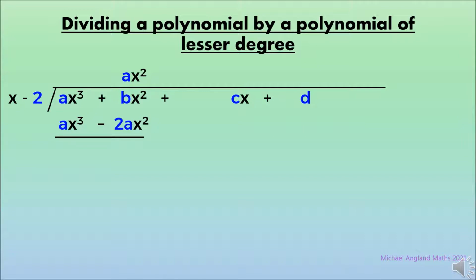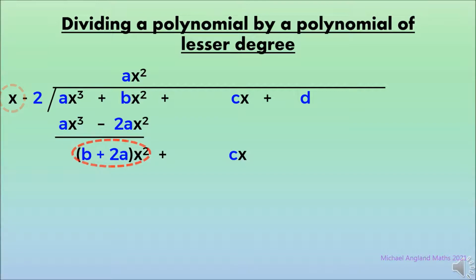So we have ax cubed minus ax cubed, 0. And we have bx squared minus minus 2ax squared. So that's bx squared plus 2ax squared. So now the coefficient for our x squared term is b plus 2a. So (b plus 2a)x squared plus, bringing down the cx. Now again we repeat. So we divide x minus 2 into (b plus 2a)x squared plus cx.